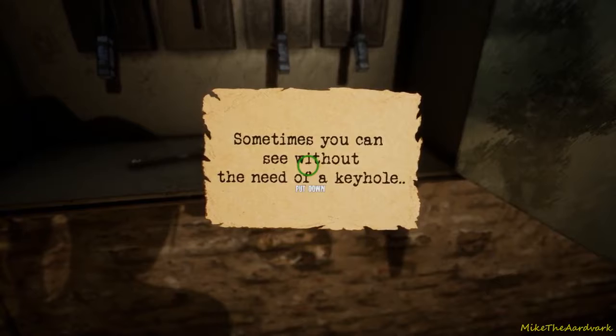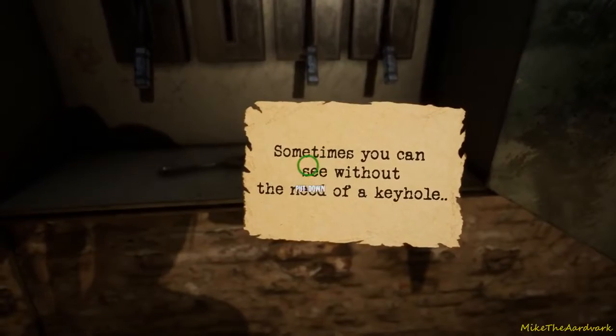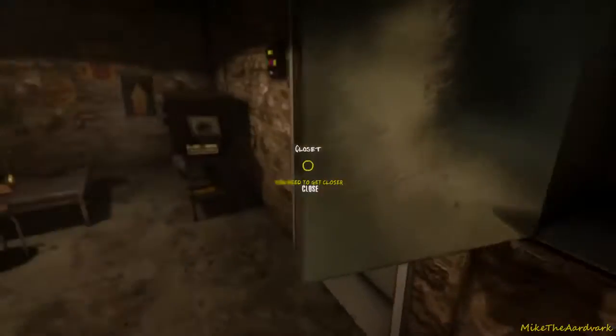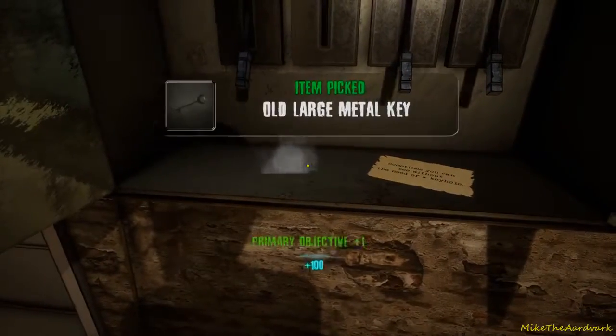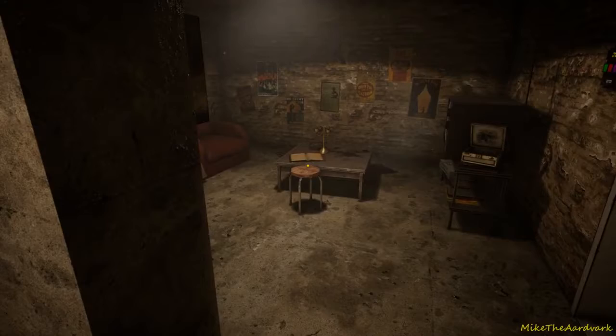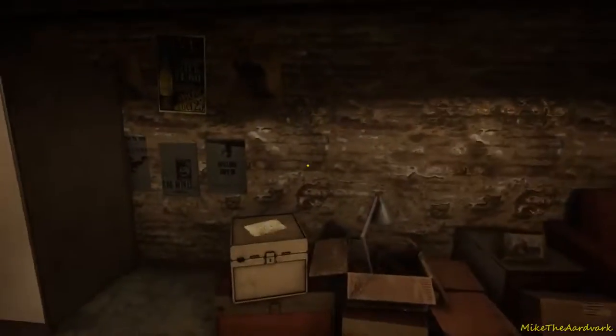This is a hint that you can move a picture and look through a hole in the wall to get the answer to the colour keypad problem. And this is a key to open this box.